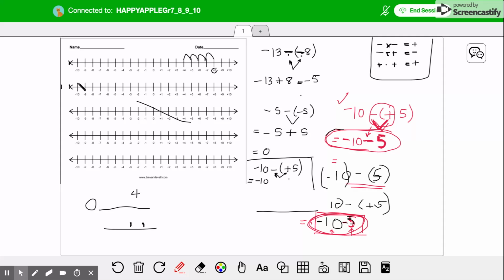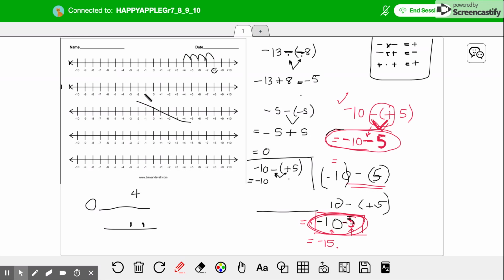So negative 10 minus positive 5. Okay. Would it give you more negative? Yeah. So you would just do 10 plus 5, which is 15. So it'd be negative 15? Right. Negative 15. Yeah. Okay.